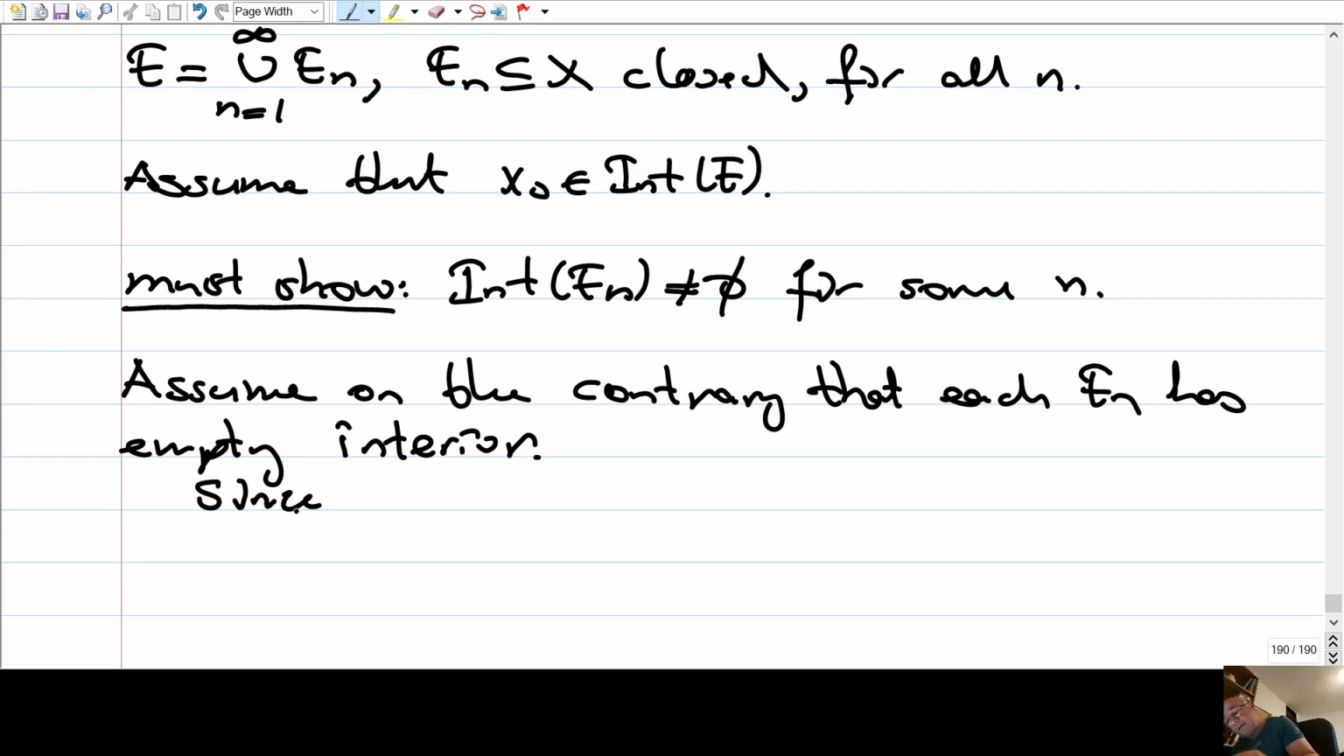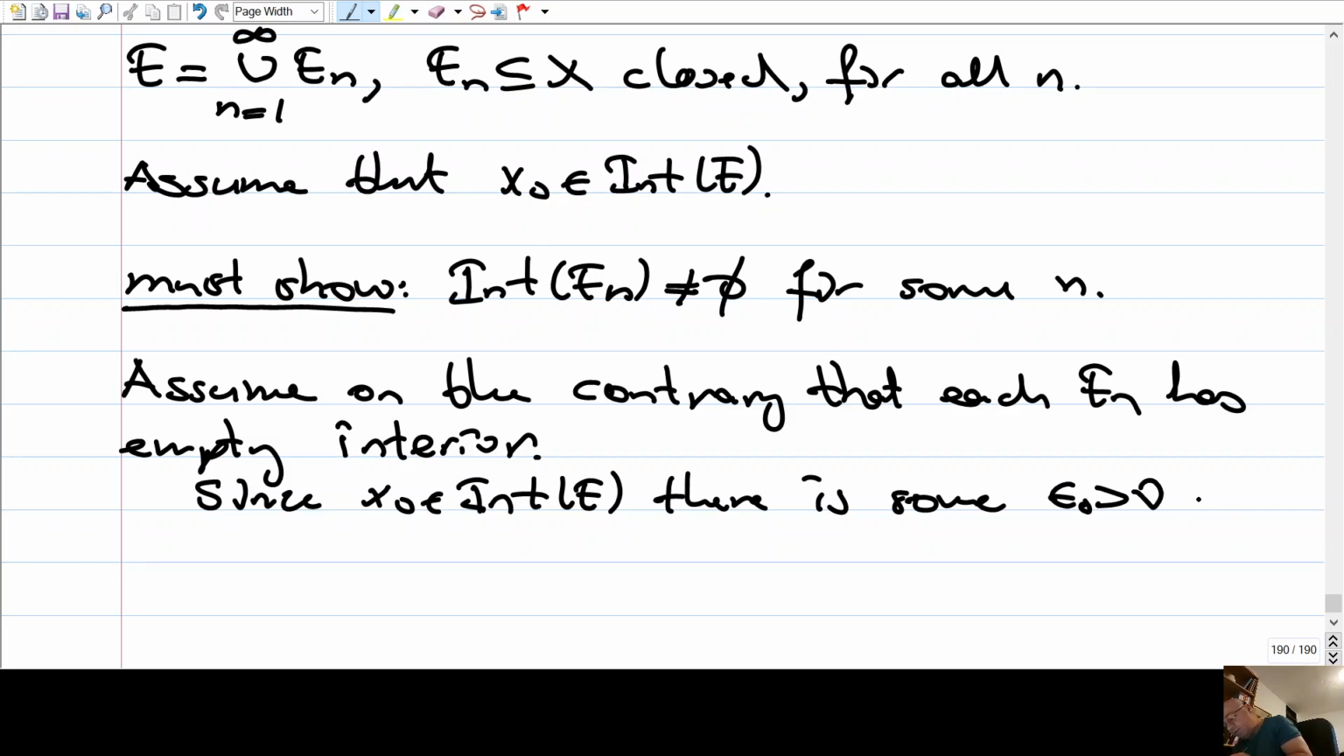Since X0 is in the interior of E, there is some positive number epsilon 0 so that the ball B(X0, epsilon 0) lies inside E, right?